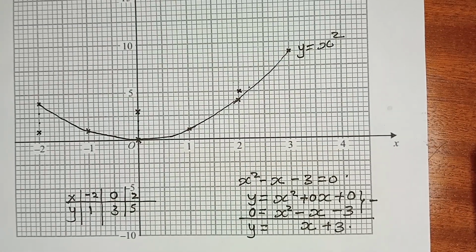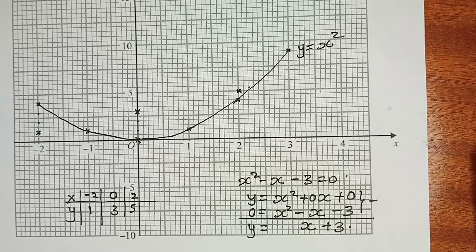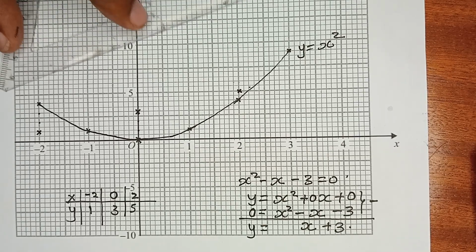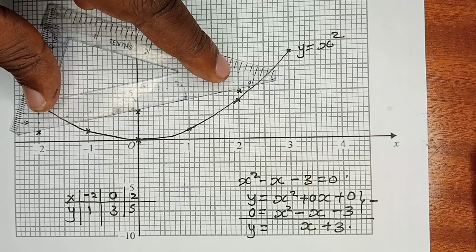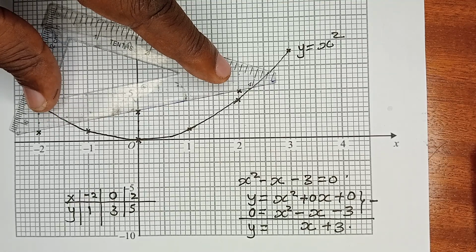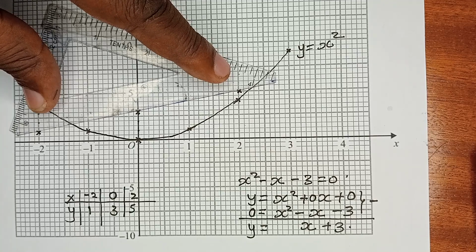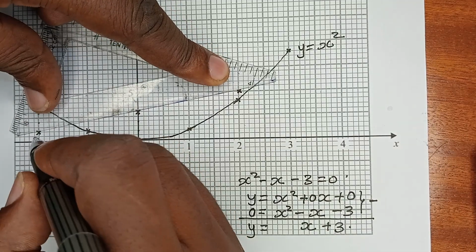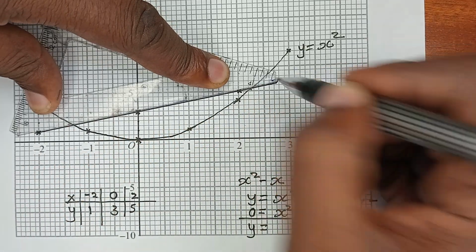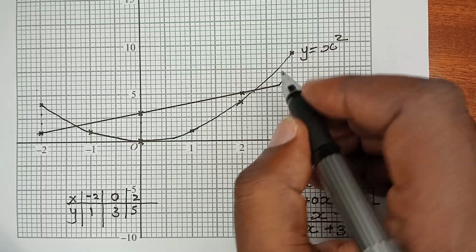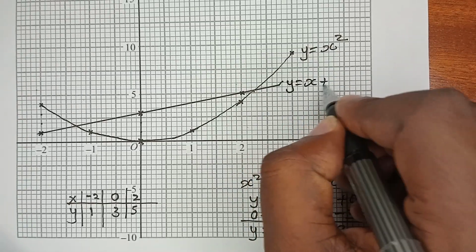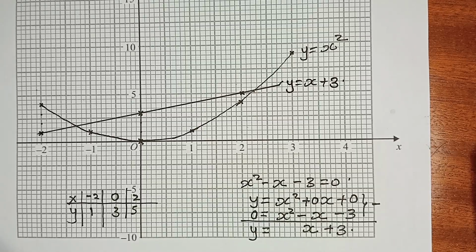So what do we do now that we have those points? The next step is draw a very good straight line, because now we are sure that the graph that we have come up with is a straight line graph. And there we go. Let us come up with a graph. And of course, every time we draw a graph, we name it. y is equals to x plus 3.